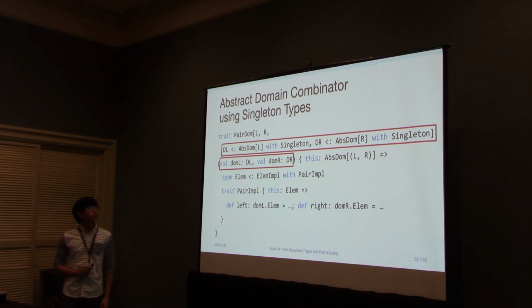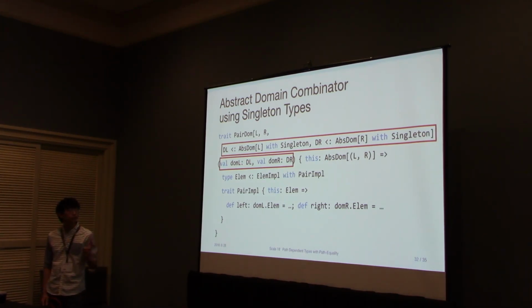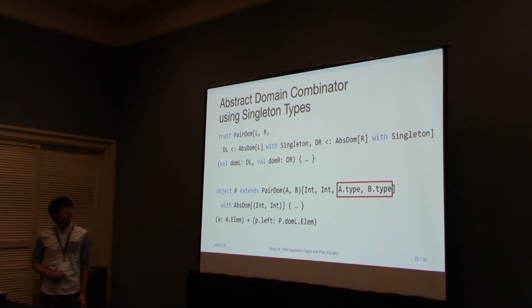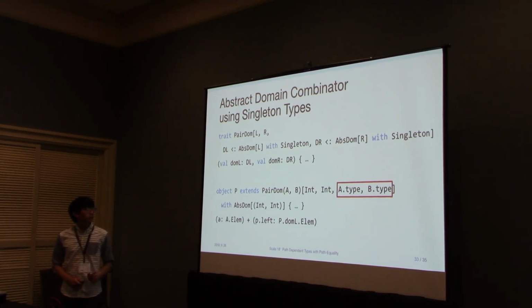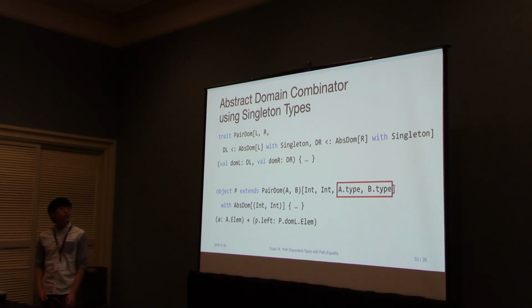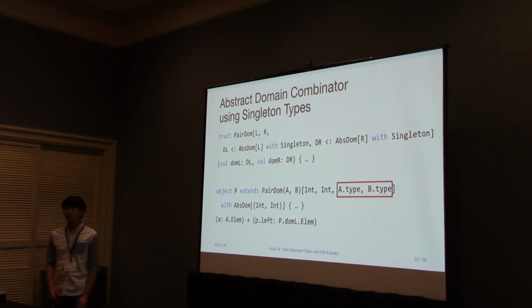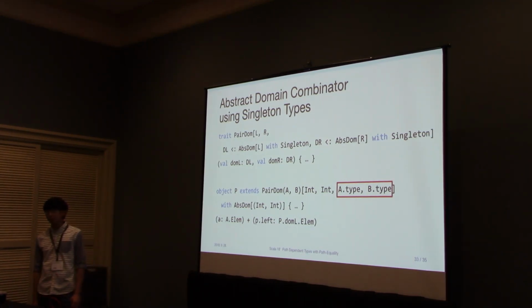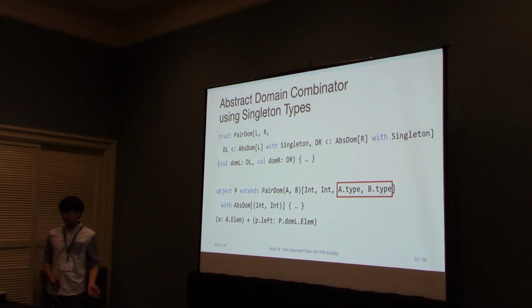Here, in this version, PairDom has two more additional type parameters, which are types of abstract domains. The types are constrained to be singleton types. Now we can pass eta type as type arguments to force that type of p.domain to become eta type. It means a.lm and p.domain.lm are exactly the same type. So a plus p.left can be type checked, and now any abstract domain combinators can work successfully.